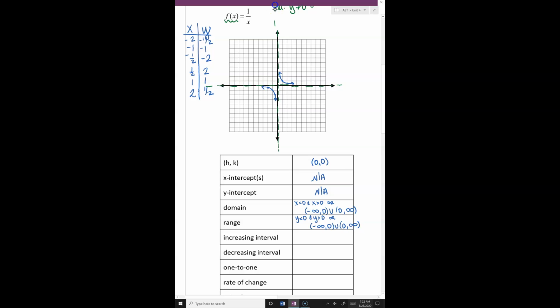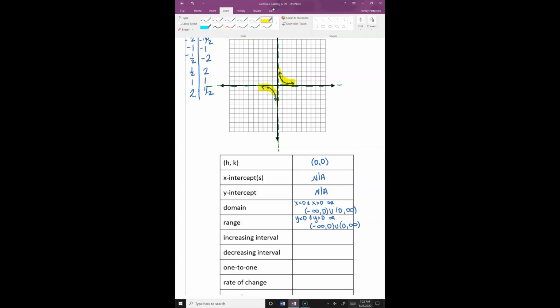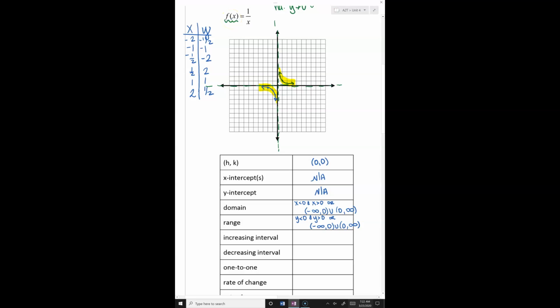Excellent. Okay, so increasing and decreasing intervals. As we go from left to right, where do our y values go? Even on the second piece. Yep, everything is decreasing. This function isn't going to do both. Okay, so we're not increasing on the parent function, we're decreasing with our domain values. -infinity to 0, union 0 to infinity.